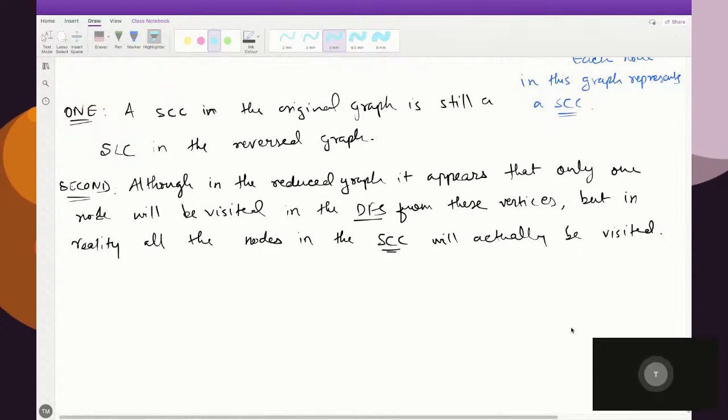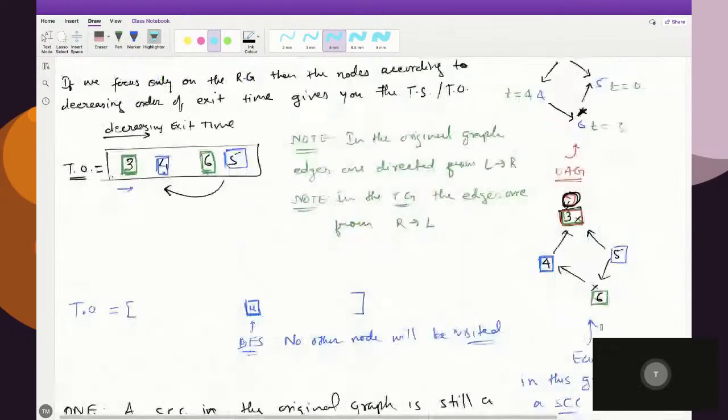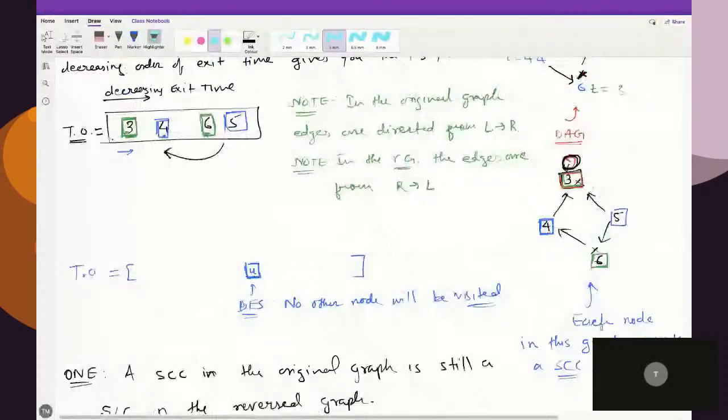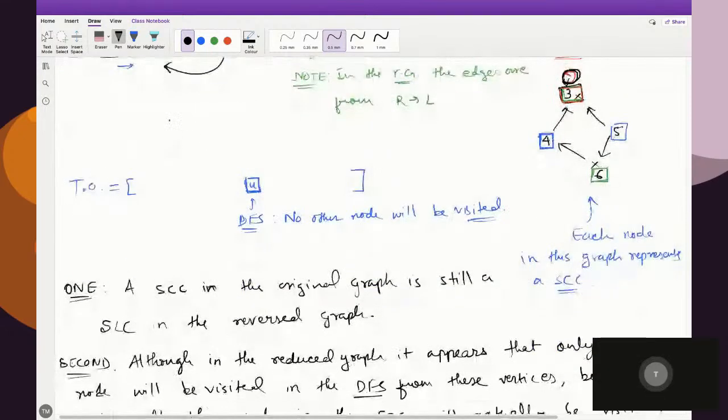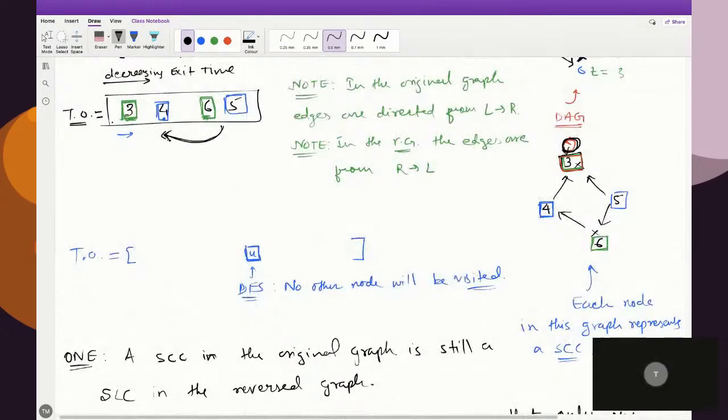Why? Because in the reversed graph, the point was, just a second. In the original graph, the point was that in the topological ordering, the edges were from right to left, and when you do the DFS from 3, no new nodes will be visited. But if it were the original graph, then it is allowed that the edges go from here to here. So when you do the DFS from node number 3, it is possible that some other nodes will also be explored. But that is not what we want.